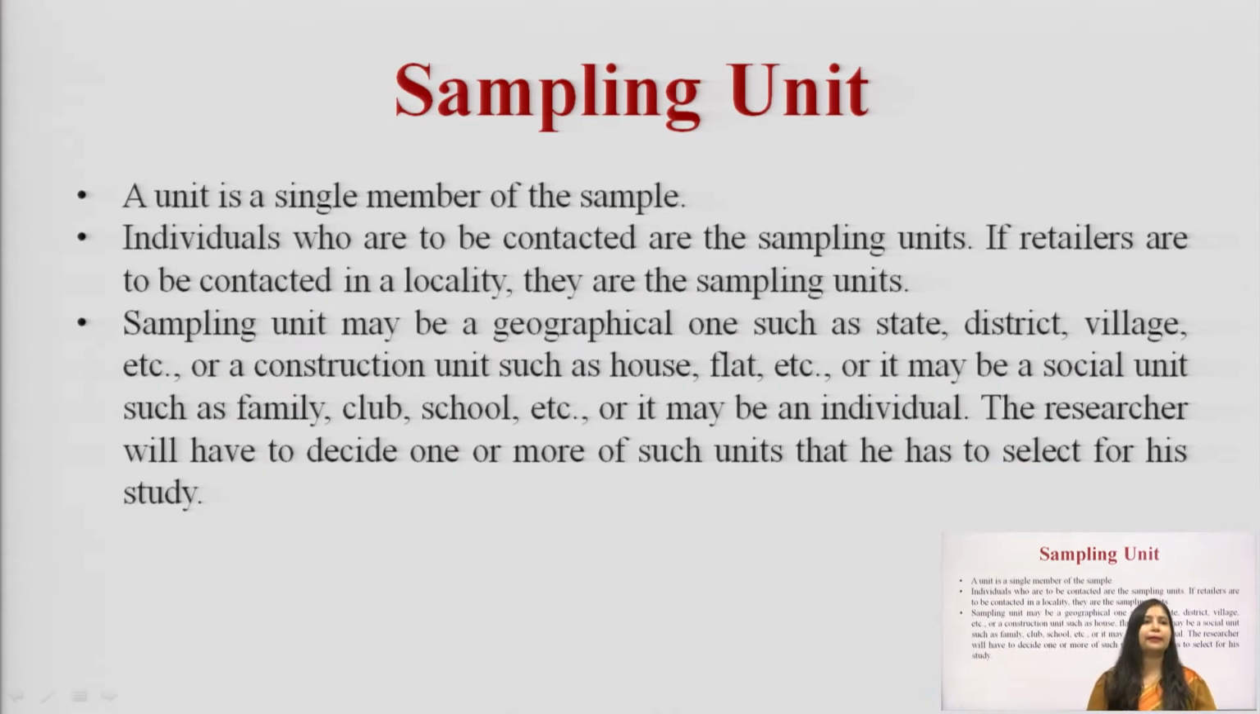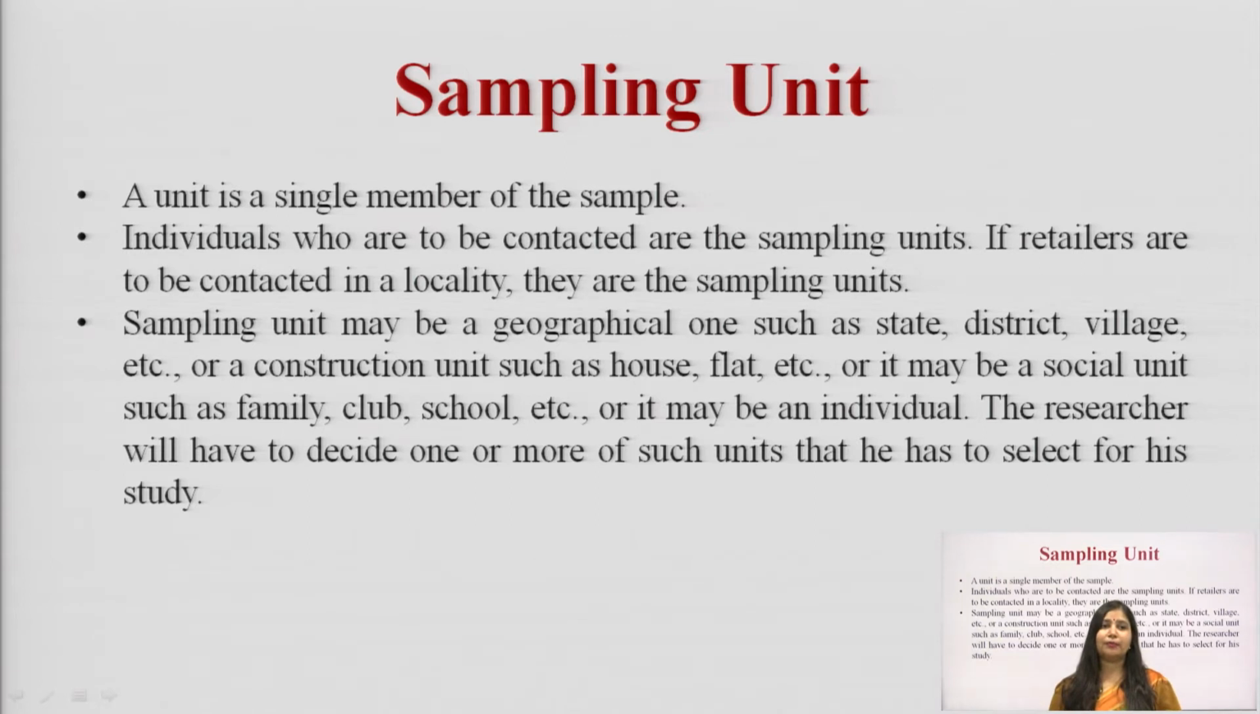Then the sampling unit is a single member of the sample, not a group member, just a single member. Who are those? The individuals who are in contact with the sampling unit. If a study is to be conducted on local retailers, they are assumed as the sampling unit. Suppose you want to conduct a study on retailers or wholesalers, to know their basic strategy and how satisfied they are with their vendors. Then your retailers and wholesalers will be your sampling unit.